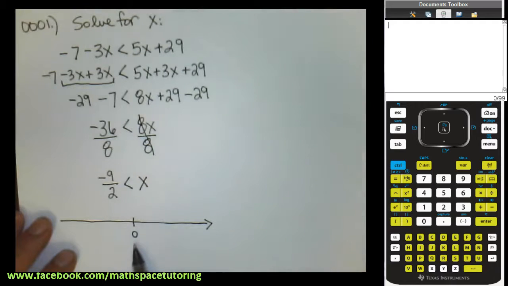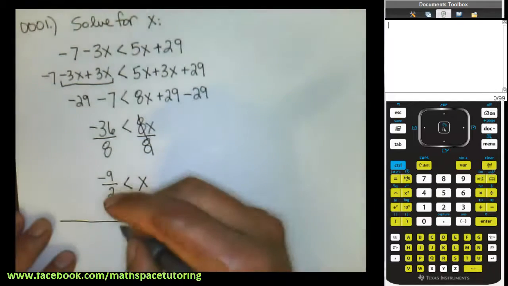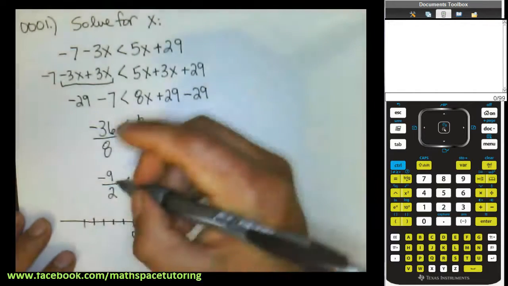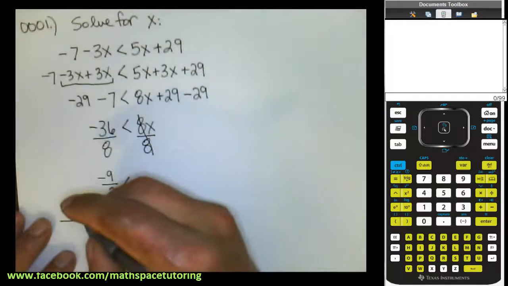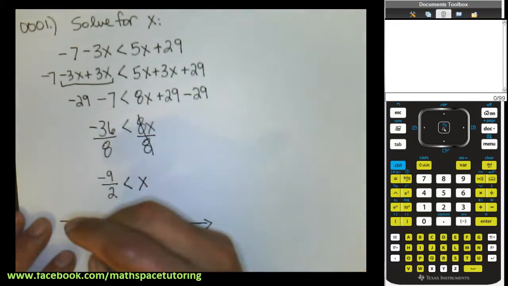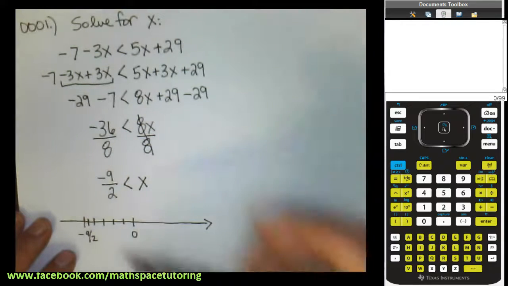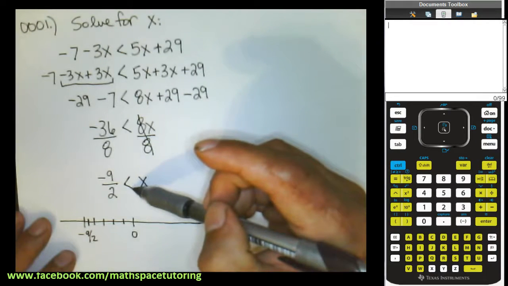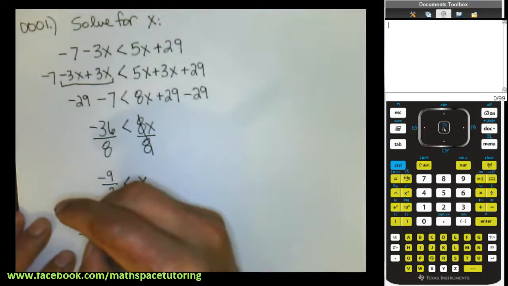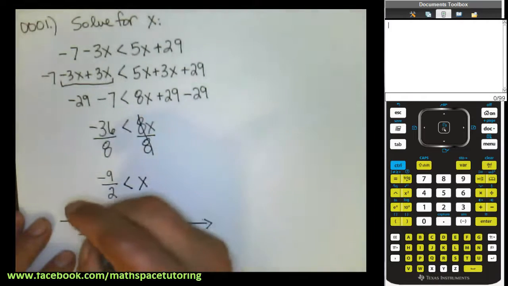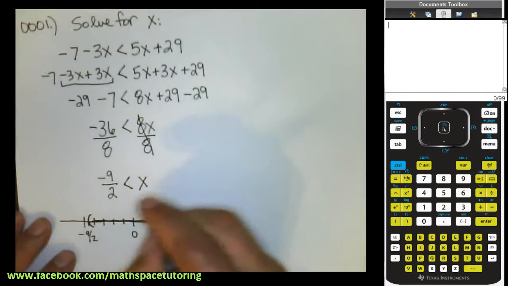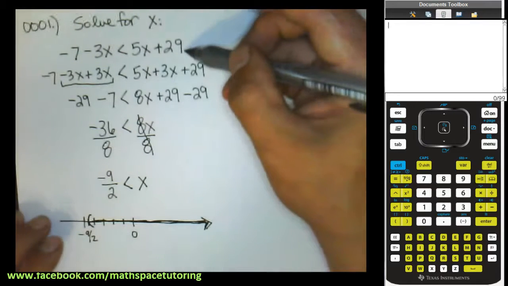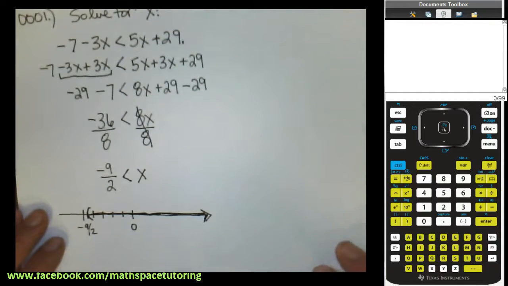So let's look at this on the number line, and then we'll express the answer in interval notation. So here's our number line, and negative 9 halves is to the left of 0, so 1, 2, 3, 4, 5. Negative 9 halves is between negative 5 and negative 4, so we'll just give it a spot here. The answer does not include negative 9 halves, because this is an open interval, so we're going to indicate that with a parenthesis, and x is greater than negative 9 halves, so we will fill that in to the right. Any number that I pick where I'm shaded on this number line will solve this inequality.